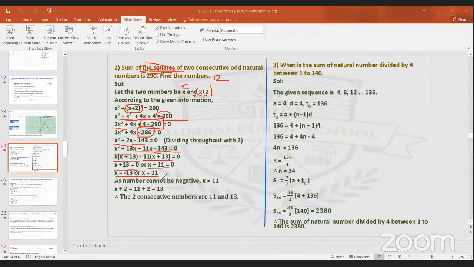11. Yes, very good, beta. So you're going to consider x as 11. So the other number is 11 plus 2, that is 13. So the two numbers are 11 and 13. Is this clear, beta? Yes, sir. Thank you. Yes, thank you, beta.